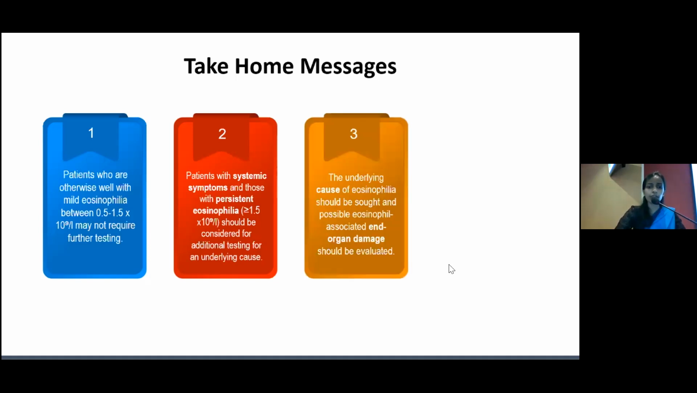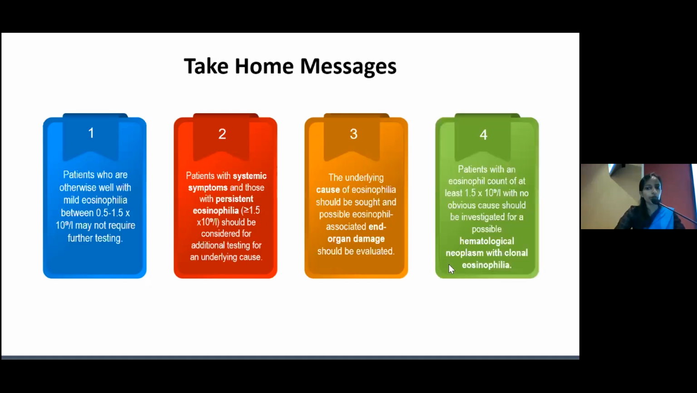And in any case of eosinophilia, it's very important to find the cause, and concomitantly, eosinophil-associated end-organ damage should be evaluated. And finally, patients with an eosinophil count above 1,500 per microliter without any obvious secondary cause should be evaluated for a hematological neoplasm with clonal eosinophilia.